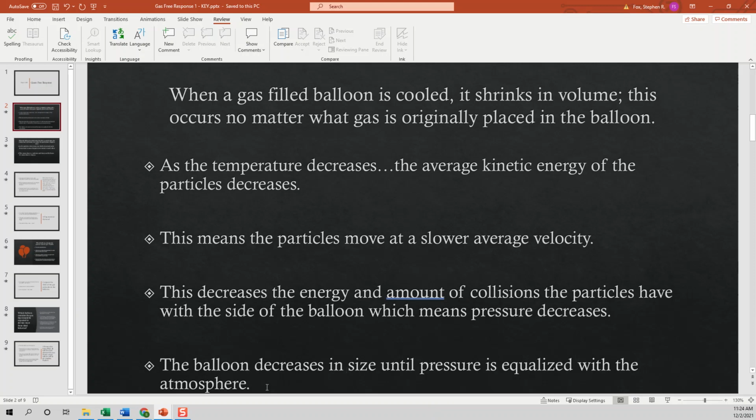So the atmosphere's pressure doesn't change, but if the particles inside the balloon slow down, the balloon is going to start to collapse due to the pressure of the atmosphere until it's equalized again. So this is kind of a Charles' law question. As temperature goes down, volume has to go down in order to maintain a constant pressure, and that constant pressure inside the balloon is equal to the pressure outside of the atmosphere. Okay? All right, let's keep on rolling.